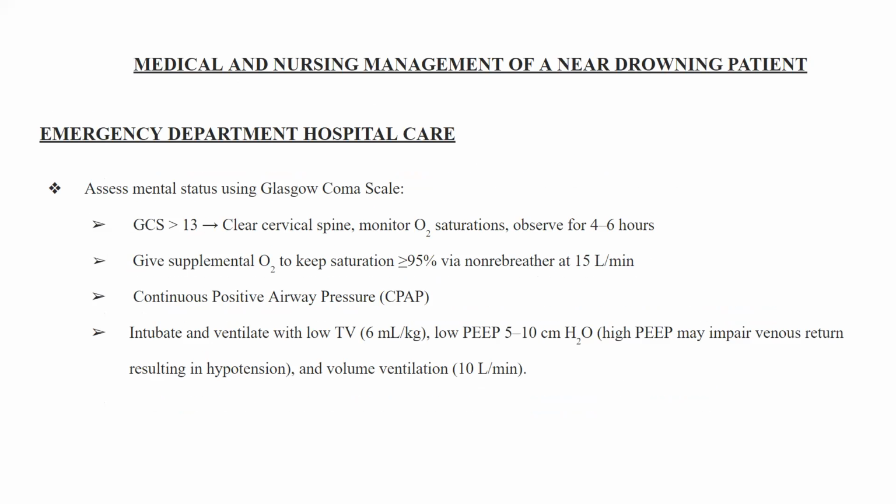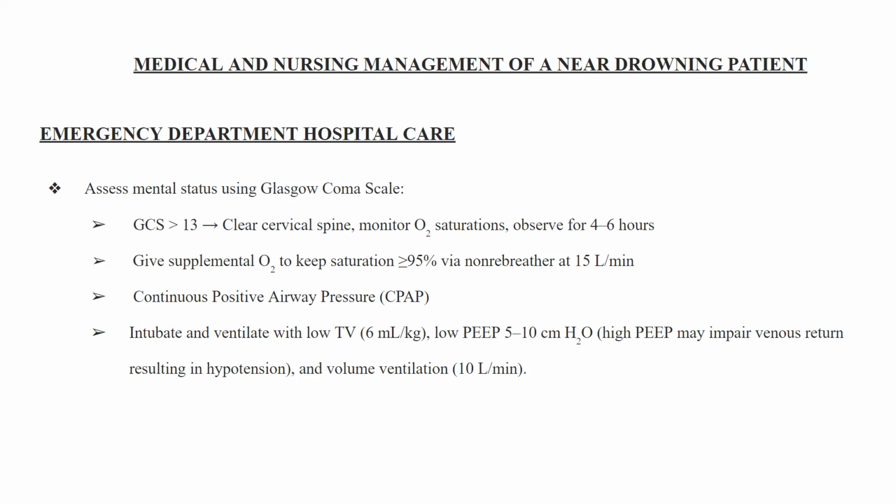Right? When you're assessing your mental status, you're using the Glasgow Coma scale, you want to ensure that the scale is above 13. Clear cervical spine, you want to monitor O2 saturations and observe for 4 to 6 hours. You want to give supplemental O2 to keep saturation above 95%. As I said before, you want to do that using a non-rebreather mask at 15 liters per minute.